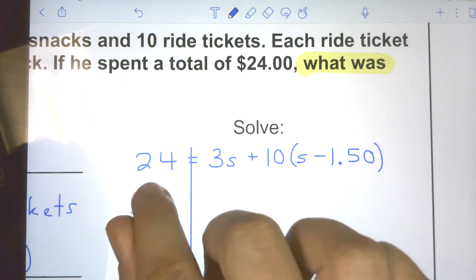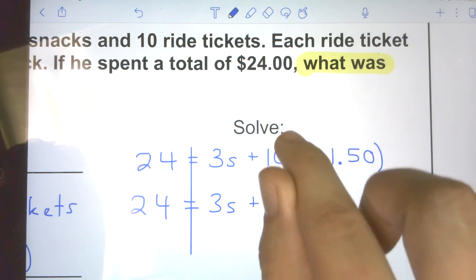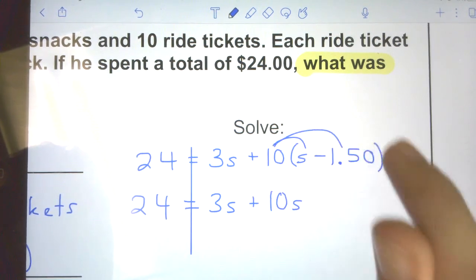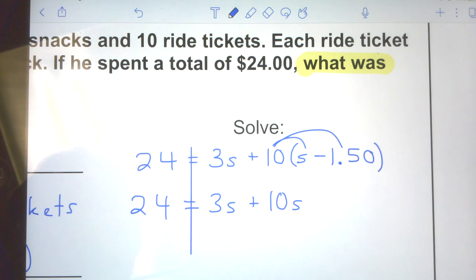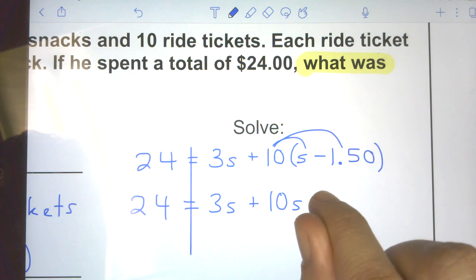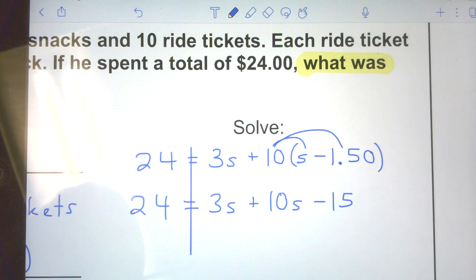So I'm going to bring the 24 down because the first thing that we look for is distribution. So I'm going to distribute 10 times S, which is 10S, and then 10 times negative 1.5. I want to make sure I do this right. So 10 times negative 1.5. That is going to get me negative 15. So I'll just put minus 15. All right. So there's the distribution.